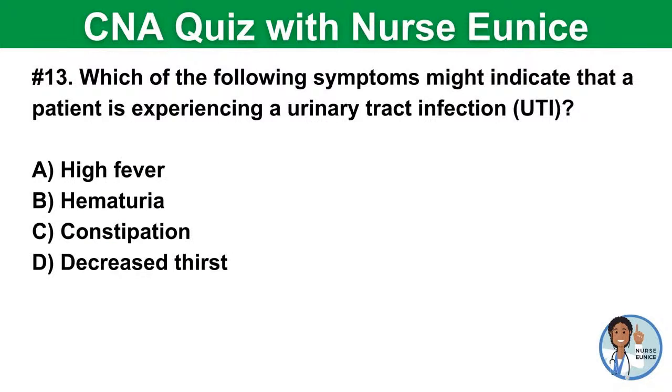Number 13, which of the following symptoms might indicate that a patient is experiencing a urinary tract infection, or a UTI? Is it a high fever, hematuria, constipation, or decreased thirst? I see we're torn between A's and B's. We have a lot. Now I want you to think about it. If you've ever had a UTI, you probably never had a fever.